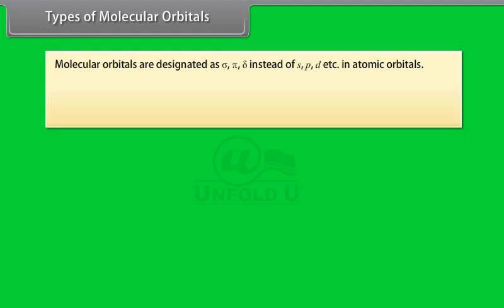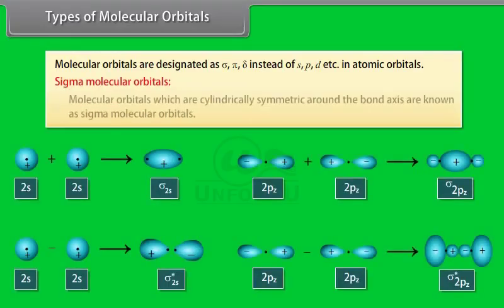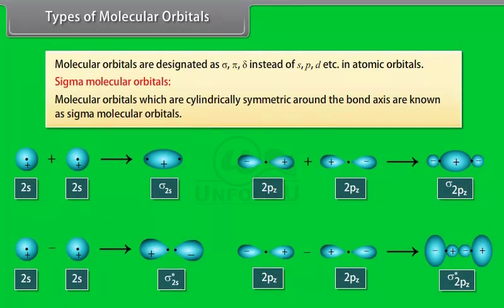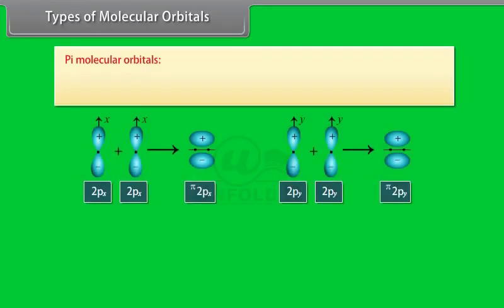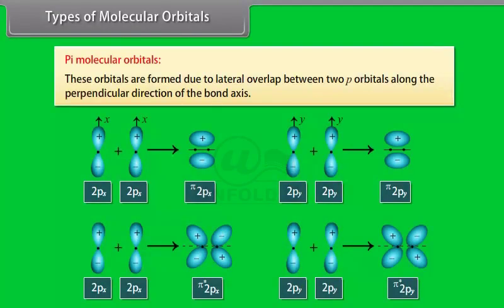in atomic orbitals. Sigma molecular orbitals. Molecular orbitals which are cylindrically symmetric around the bond axis are known as sigma molecular orbitals. Pi molecular orbitals. These orbitals are formed due to lateral overlap between two p orbitals along the perpendicular direction of the bond axis. Electronic configuration and molecular behavior.